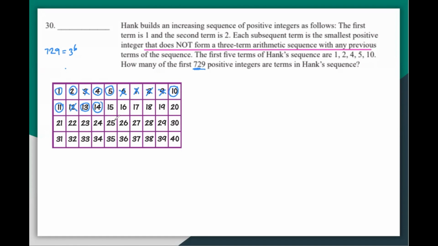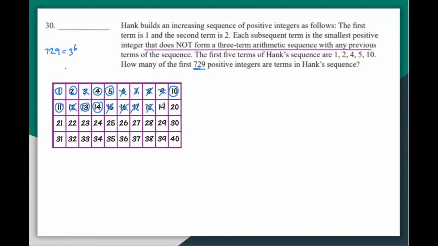How about 15? 15 is obvious: 5, 10, 15, so no good. And 16, I can go with 14, that means 12, but 12 is not in the list. If I go with 13 and 16, that's 3 less, and 3 less than 13 is 10, so this is no good as well. Next is 17, so we can try 11, 14, 17, and that is a sequence. And for 18, that doesn't work because 10, 14, and 18 also give us a sequence.